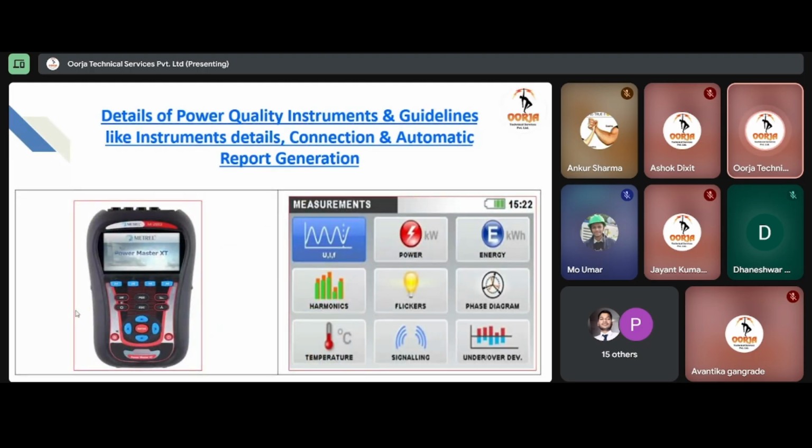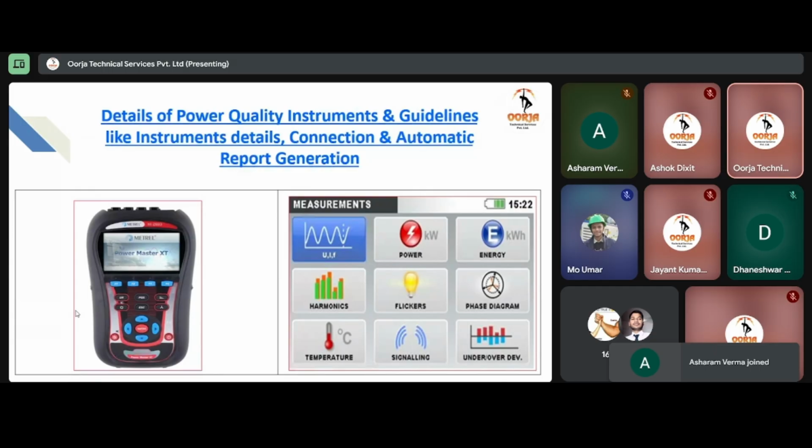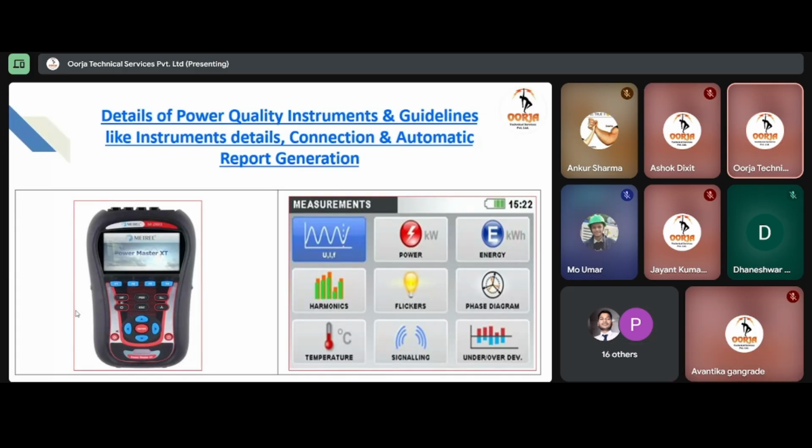In this slide, we are showing the instrument image and measurement parameter options: voltage, current, frequency, power, energy, harmonics, flickers, phasor diagram, temperature, signaling, under voltage or deviation.